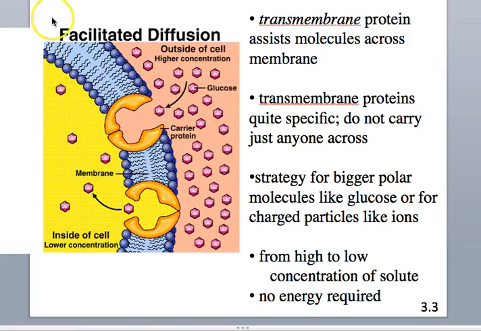So this is a cell. We're zoomed in on part of a cell. This is the membrane surrounding the cell. This is the interior of the cell. The nucleus is over here somewhere. And this is the outside of the cell.